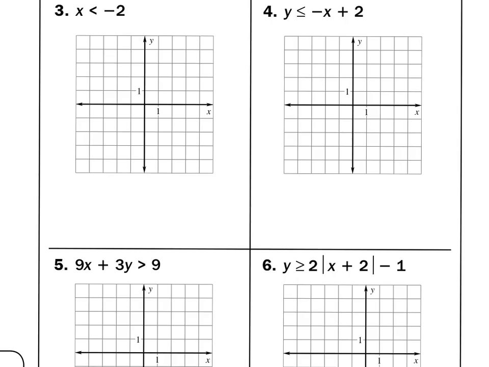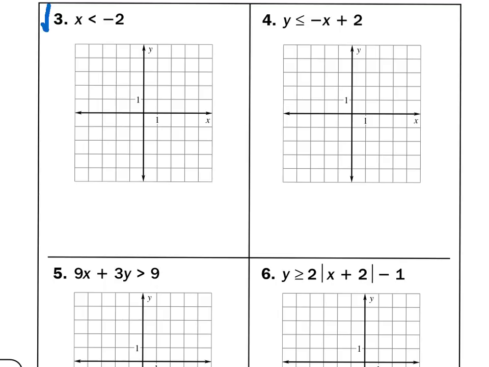Okay, checkpoint. Go ahead and graph these. Remember to graph the boundary line first by taking out the inequality and just graphing the line with an equal sign. Make sure on 3 that the line that you graph will be a dashed line. 4 will be a solid line. 5 will be a dashed line. And 6 will be a solid line. In fact, 6 is a V since it's an absolute value.